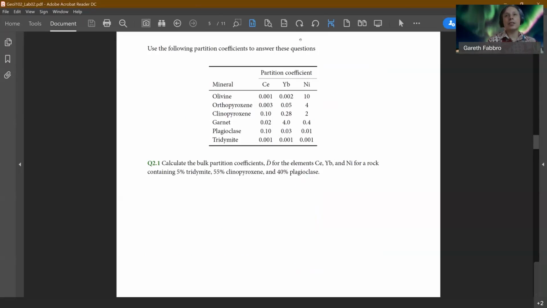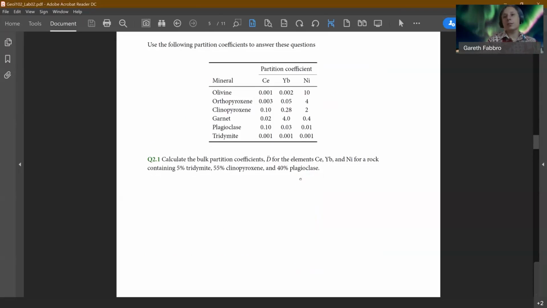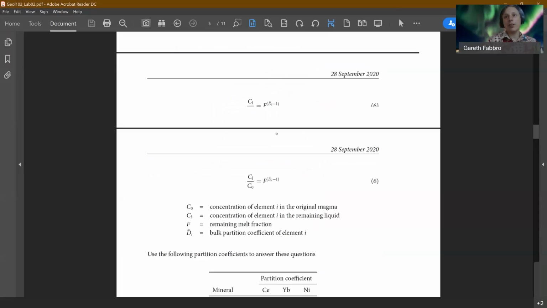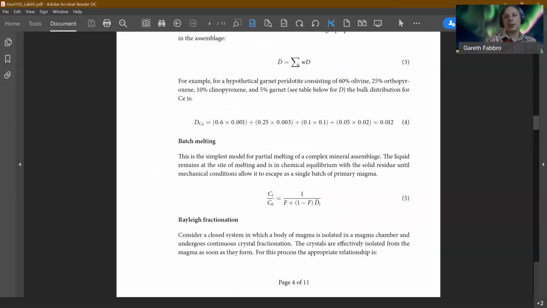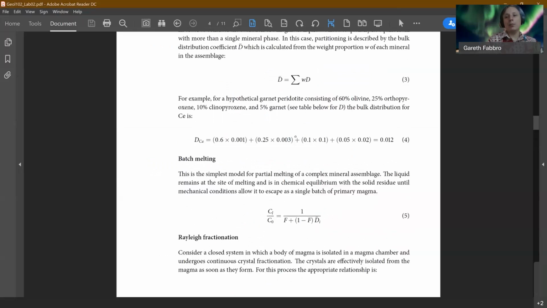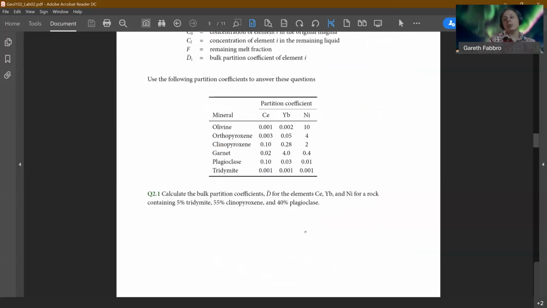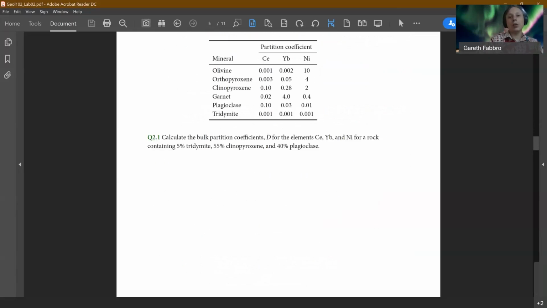So it asks you for the 3 different elements, and you have your rock here with 5% tridymite, 55% clinopyroxene, 40% plagioclase. So you can use the formula for the bulk partition coefficients first. This one, equation 3 here, to calculate the partition coefficients. And this you can either do with a calculator by hand, or you could do it in a spreadsheet in Excel.